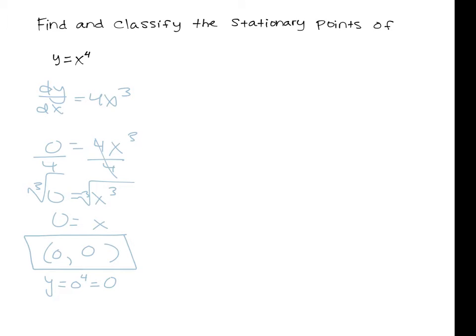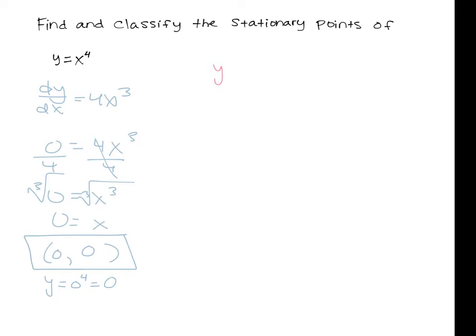Once we've found our stationary point, we have to classify it. And so there's two ways to classify a stationary point. The first way is to do a concavity test with the second derivative, and the second way is to do a sign test with the first derivative. Now, I'm going to very quickly show us what it would be like to do our second derivative test.